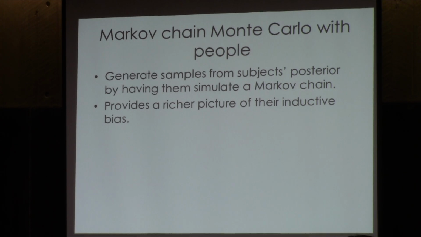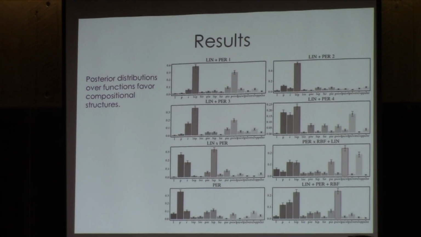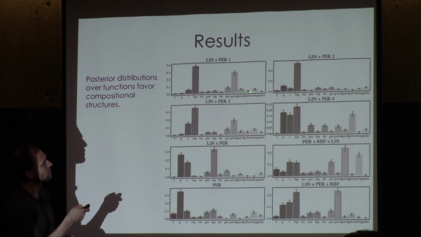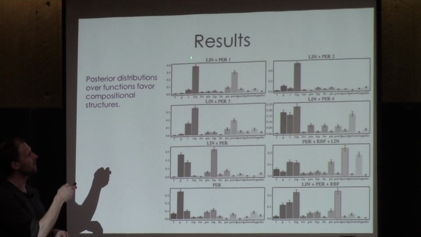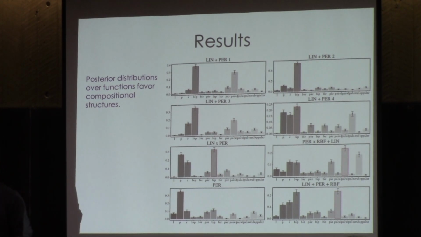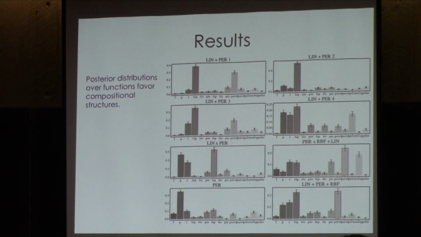Then you look at the asymptotic behavior of their accept-reject behavior. What you get out of this are these histograms, where it might be hard to see from far away, but each of these bars corresponds to a particular composition, and the height of the bars tells you the frequency of that composition in the population. Each of these panels shows one particular true generating compositional function. So in this case, for example, these are functions generated from a linear plus periodic kernel, and then we're looking at which functions people tended to converge on.